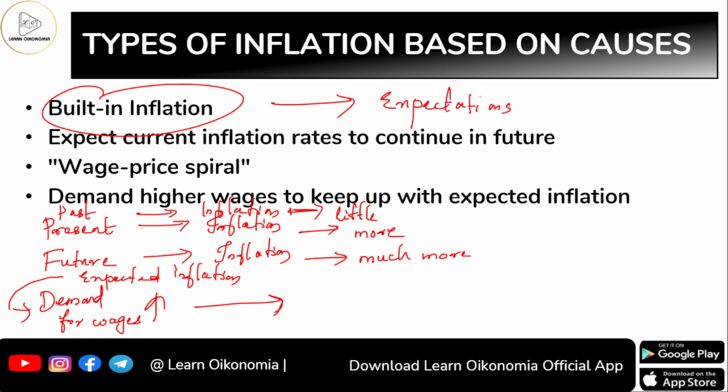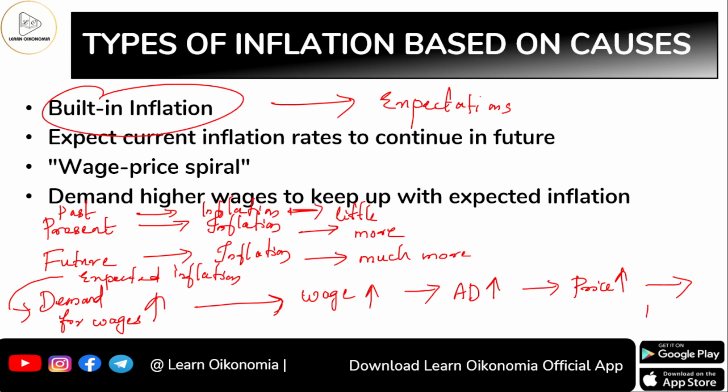So wage will increase, isn't it? Now, when wage increases, what will happen to aggregate demand? Aggregate demand again increases. And aggregate demand again increases means what will happen to inflation? Inflation rate again increases because the prices are again increasing due to increase in aggregate demand. So this will again stimulate more wages.